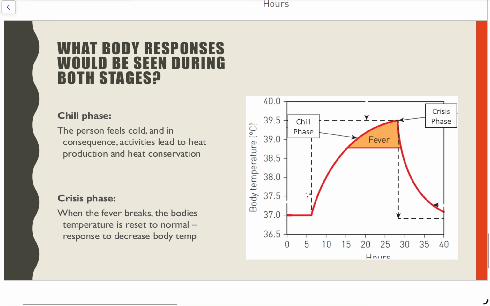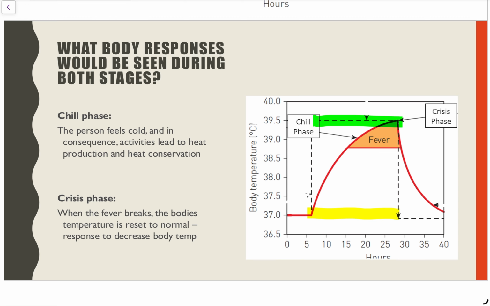So why does the body respond, okay, during both stages? Well, as we mentioned, during the chill phase, you feel really cold. Why? Because your set point has moved much higher from its regular baseline in yellow. So what body responses are seen? Well, as we've mentioned, we need to increase our body temperature. So we're going to shiver, we're going to increase physical activity via the contraction of those skeletal muscles, and we're going to increase vasodilation to the skin.